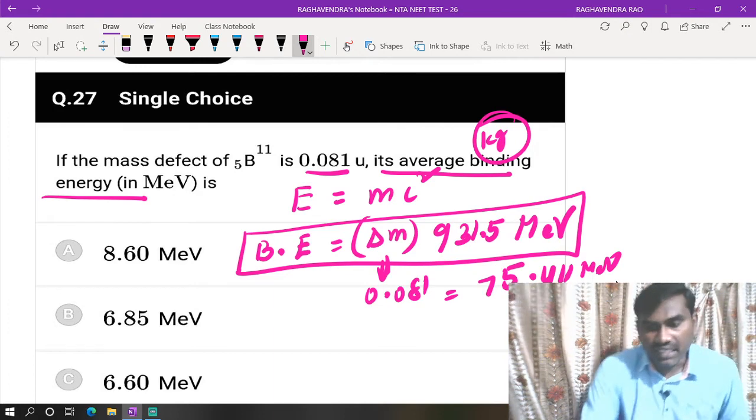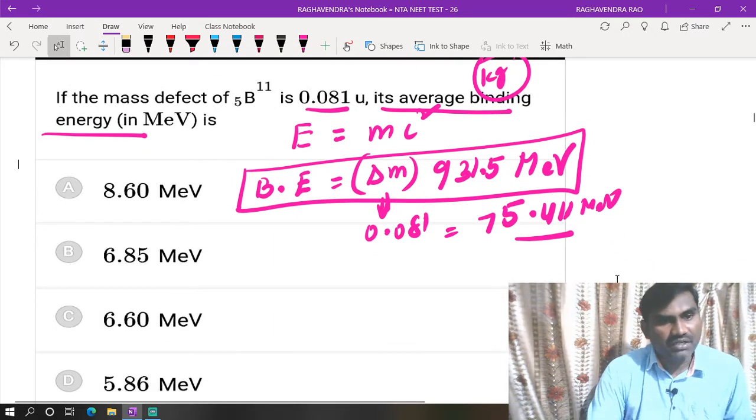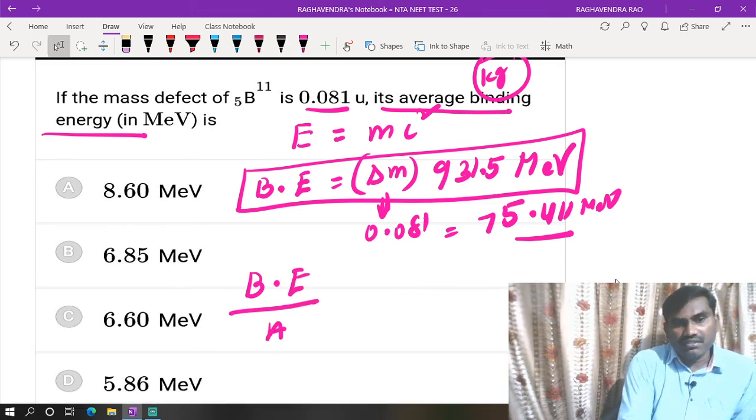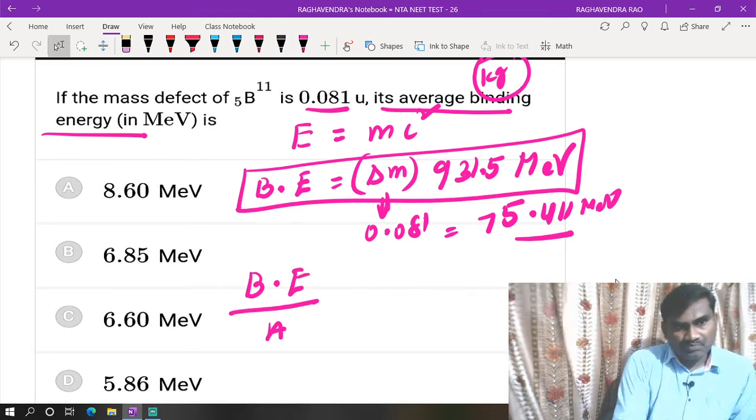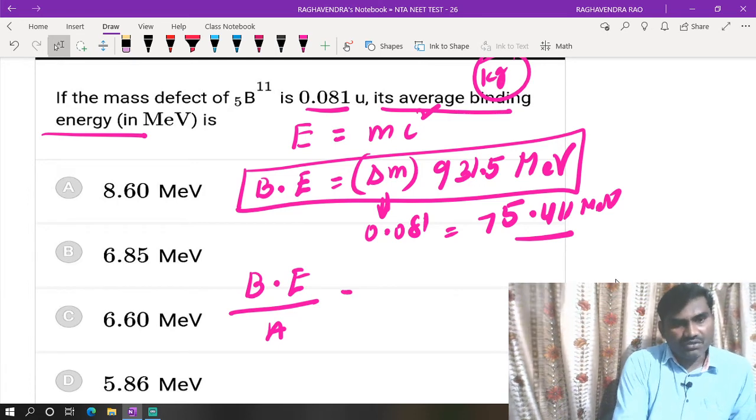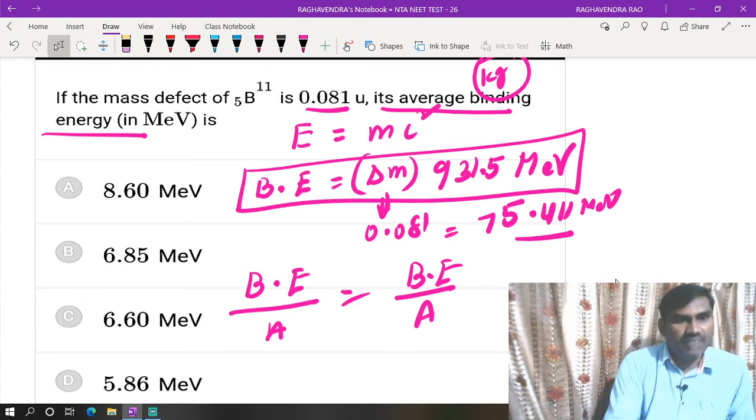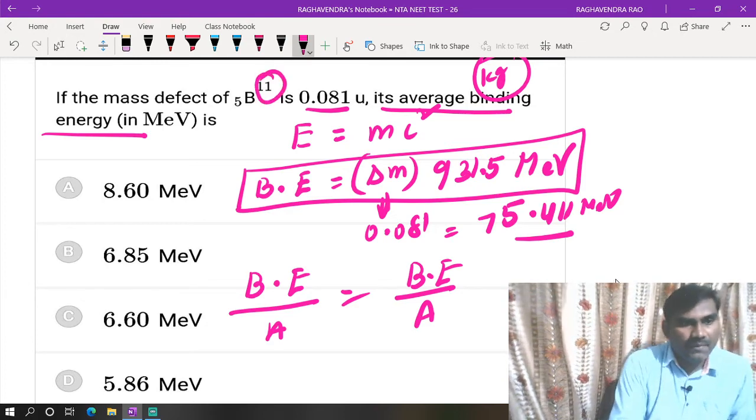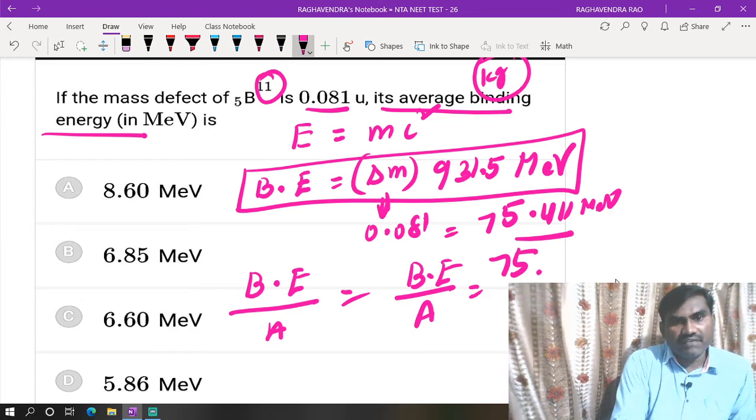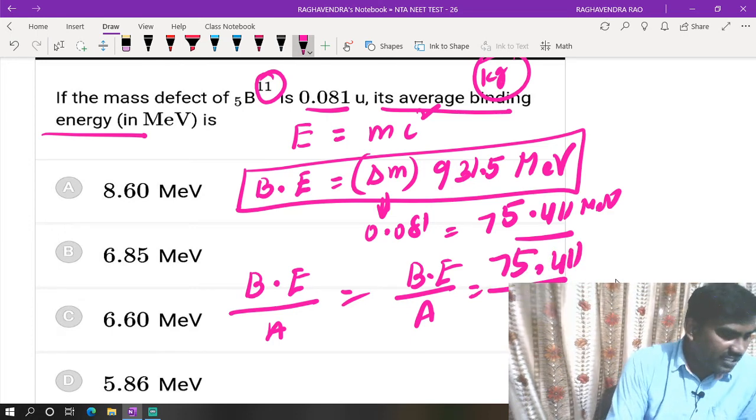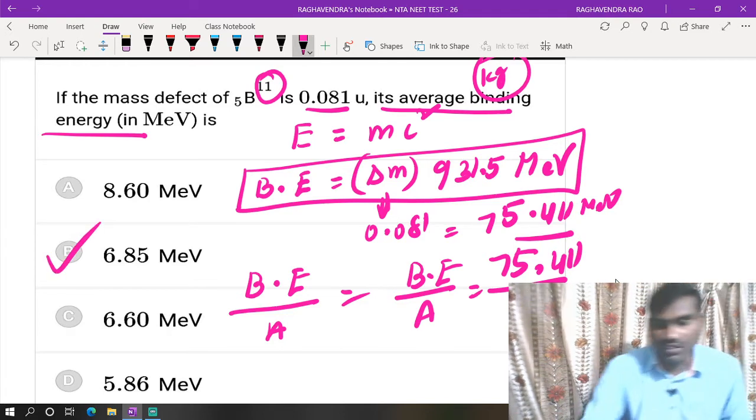Based on the average binding energy, we can judge the stability of the atom. That means binding energy per nucleon. So from this we can calculate the stability of the atom. This binding energy will be divided by its mass number, which is 11. So 75.411 by 11 will give approximately 6.85 mega electron volt.